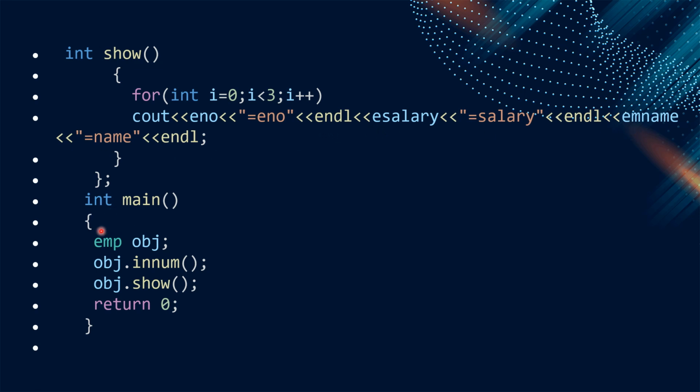In the main, an object is created, emp obj. Emp is the name of the class and obj is the object. With obj.enum I access the function enum. After that I access the function obj.show, and when you run this code, you will get whatever employee salary, number, and name you enter, 3 times. So it is a very simple program using the loop.